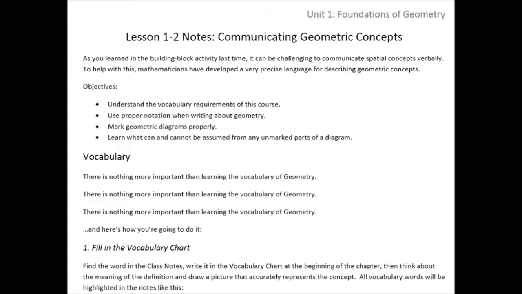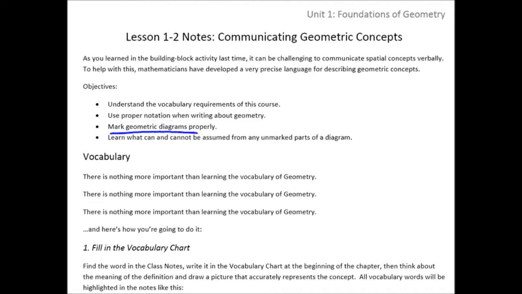So let's begin. Let's take a quick look at the objectives of this section. We're going to understand the vocabulary requirements. Vocabulary is important in geometry. It may be the most important thing. We're going to learn about proper notation. This is very important. This is like the punctuation of geometric writing.